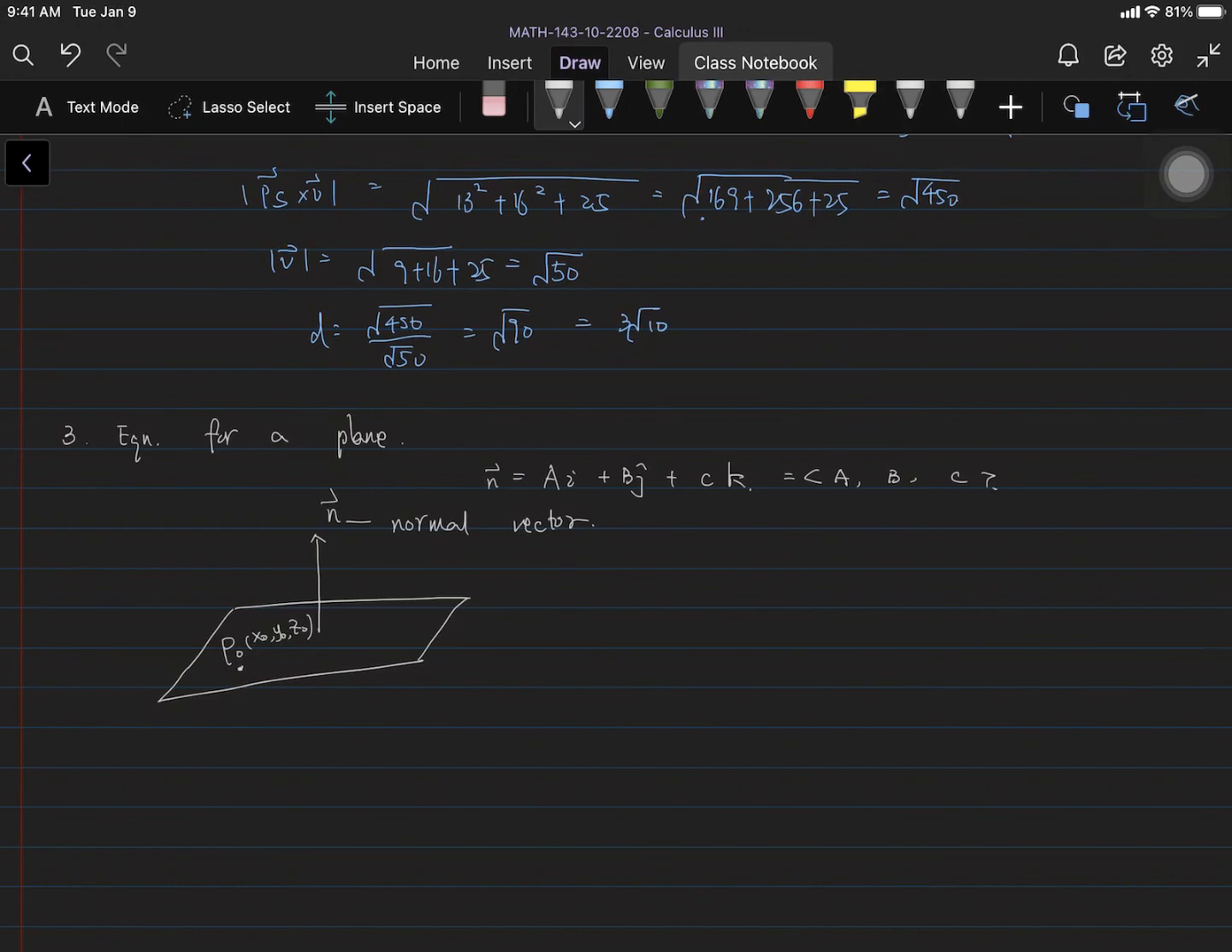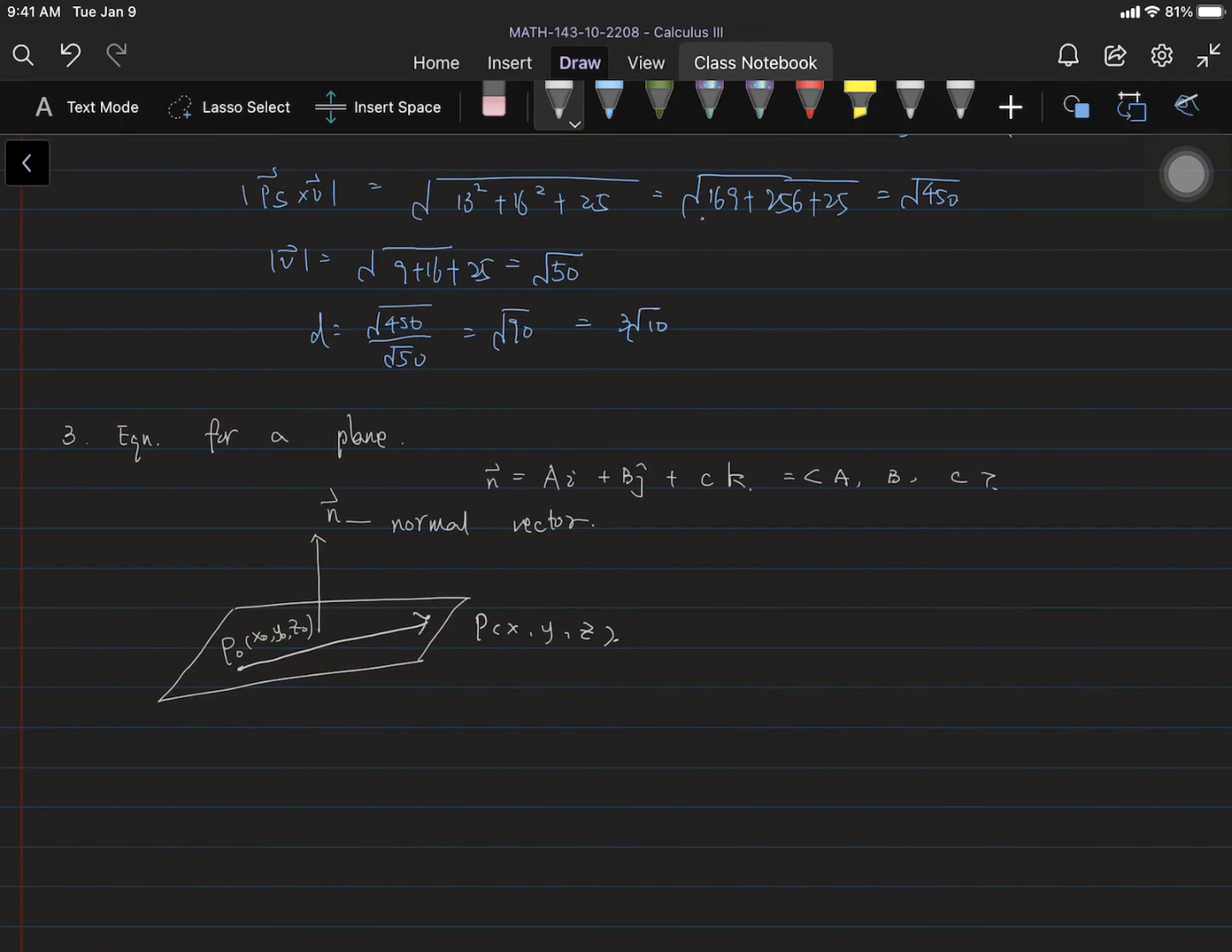We can suppose P is any point in the plane. We say it's x, y, z. The point can be anywhere. You can draw it anywhere, so I just draw it this way, okay?